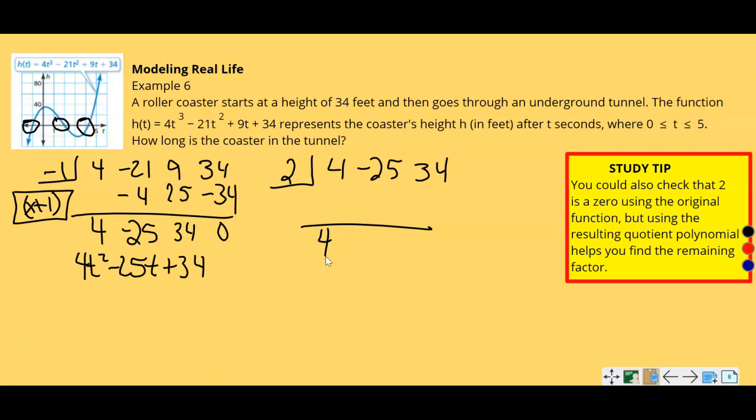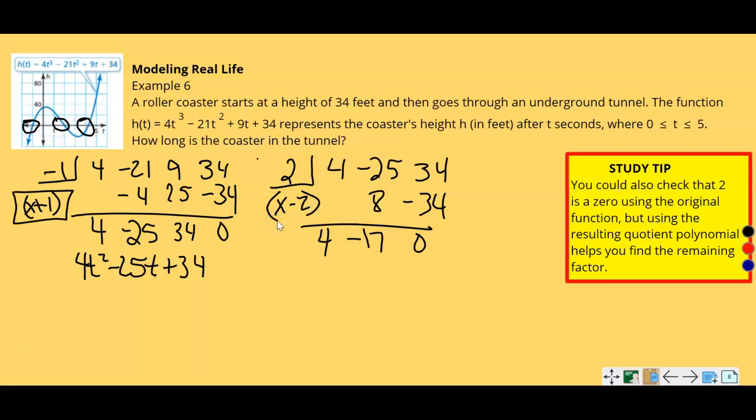So we're going to bring down the 4. 2 times 4 is 8. -25 plus 8 is -17. 2 times -17 is -34. So again, I get a remainder of 0. So again, I can determine that my 0 of 2 is actually a 0. So I can determine the factor is x minus 2 from that.